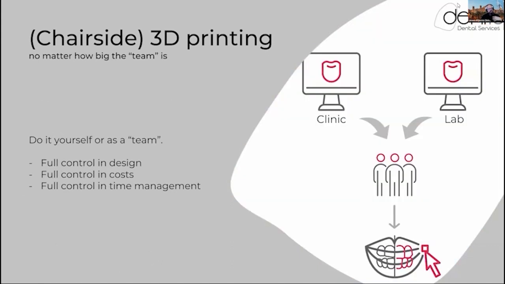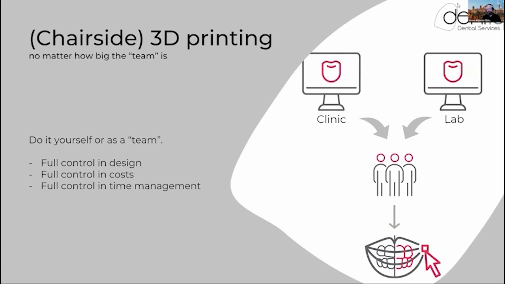Not only that, when we are 3D printing, it doesn't matter how big our team is, we can do it ourselves. We can do it with our in-house team, if it's the clinic, if it's the lab, or if it's a clinic, you send it to the lab. Whatever you want to do, you've got full control. We have full control in design because you can check and approve the design. We have full control in cost because we can keep the cost low. And we have full control in time management because there is less manual work. We are able to output faster when it's needed, or we can even combine prints together to get a quicker run through.